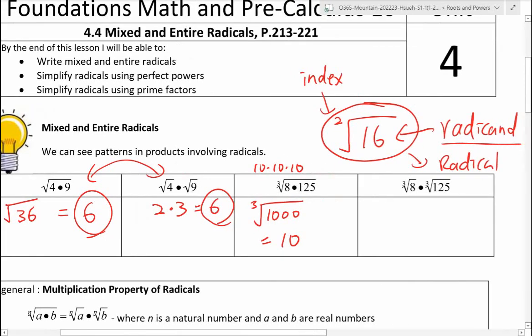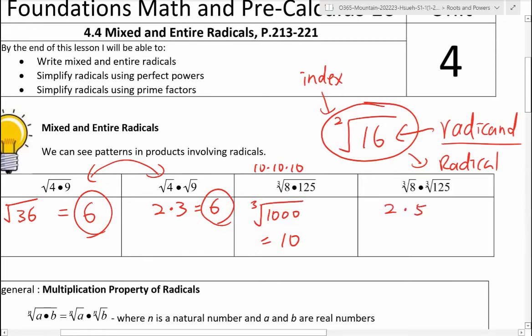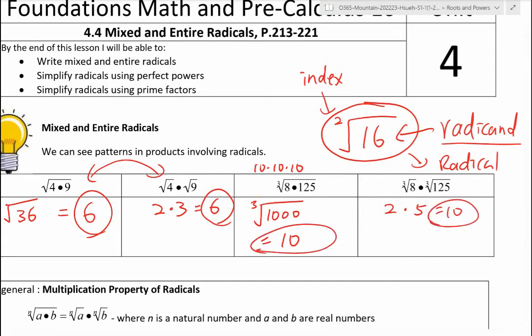Let's see if this works if we split them, okay? So cube root of 8, that is simply just 2, because 2 times 2 times 2 is 8. The cube root of 125 is actually 5, because 5 times 5 times 5 is 125. And indeed, 2 times 5 equals 10. So it also works for cube roots, okay?